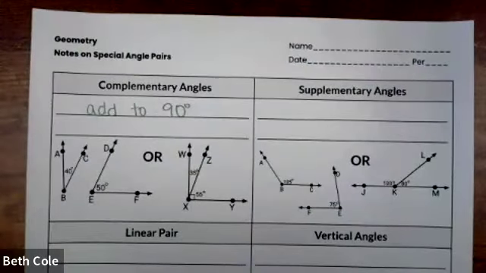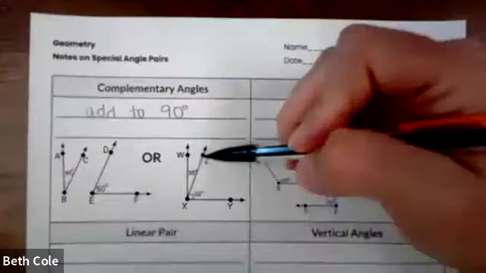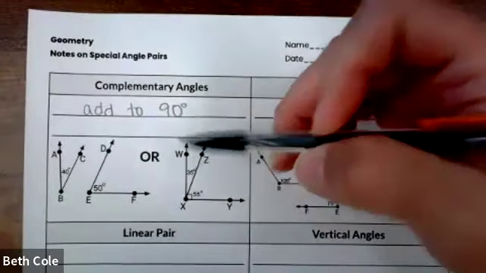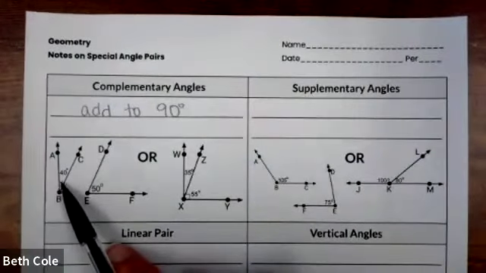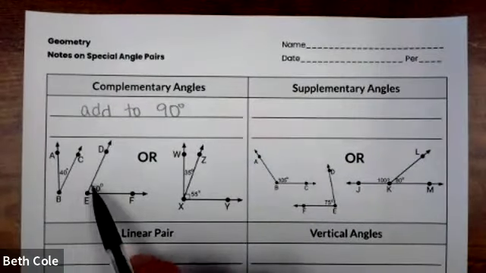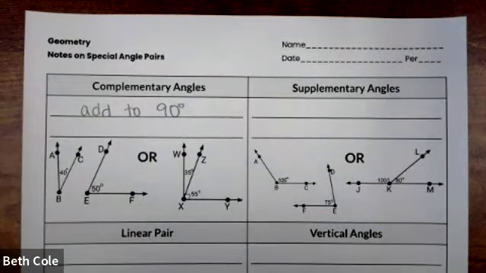And so there's a picture, there are two examples. They could be next to each other, which that word was adjacent. So they could be adjacent like these two are, or they could not be adjacent. One could be over here and one could be over here, but they add up to 90 is the point.